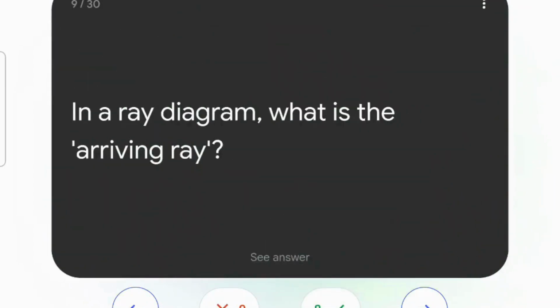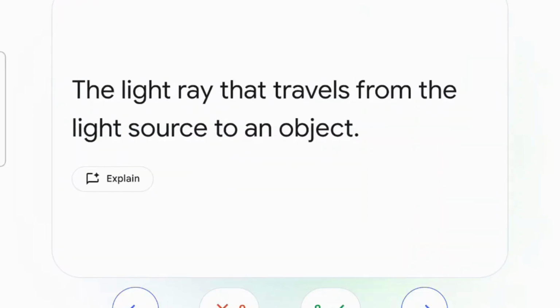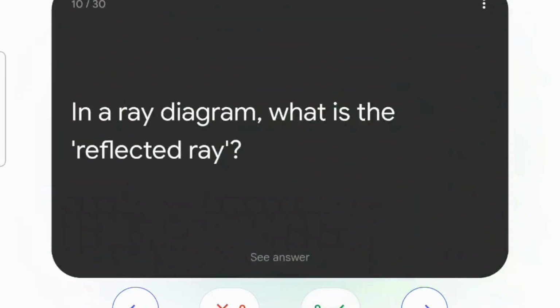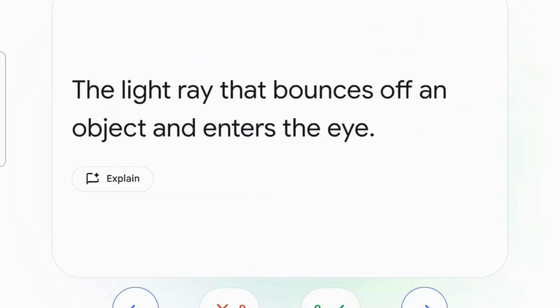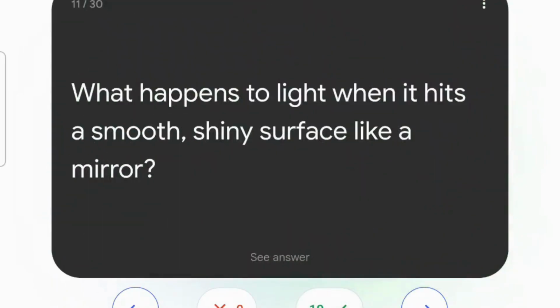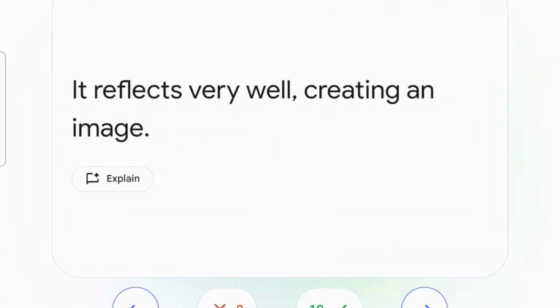In a ray diagram, what is the arriving ray? The light ray that travels from the light source to an object. In a ray diagram, what is the reflected ray? The light ray that bounces off an object and enters the eye. What happens to light when it hits a smooth, shiny surface like a mirror? It reflects very well, creating an image.